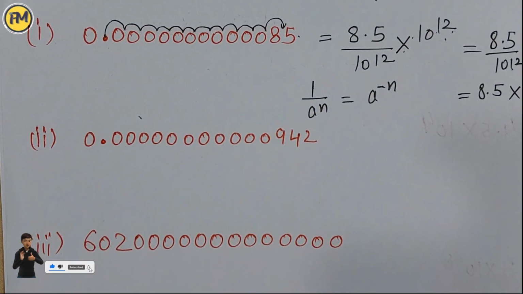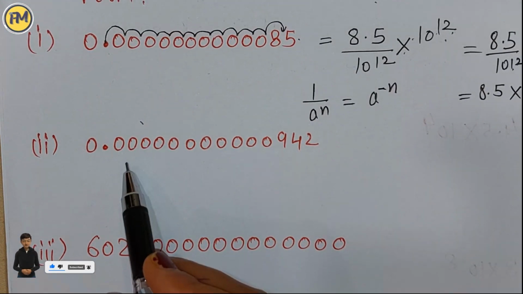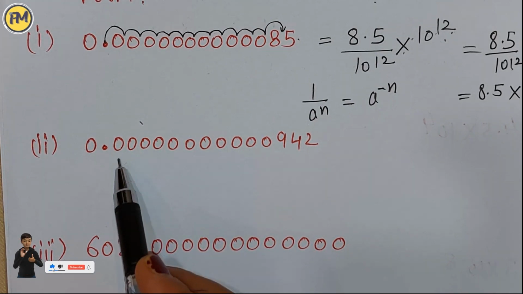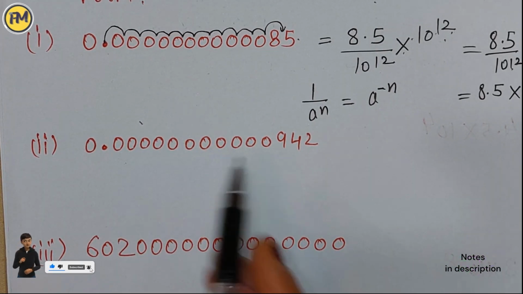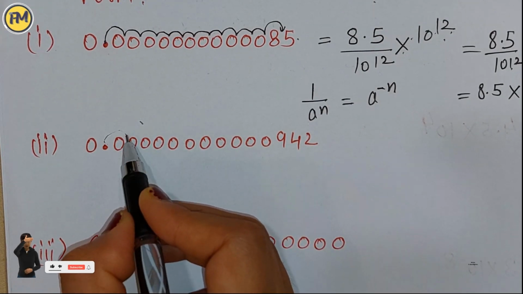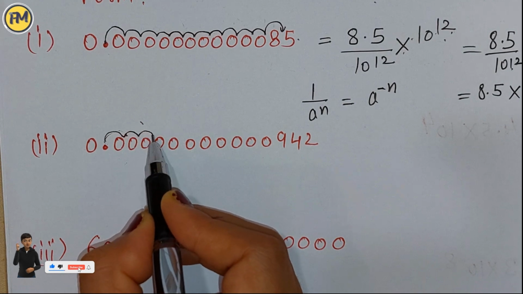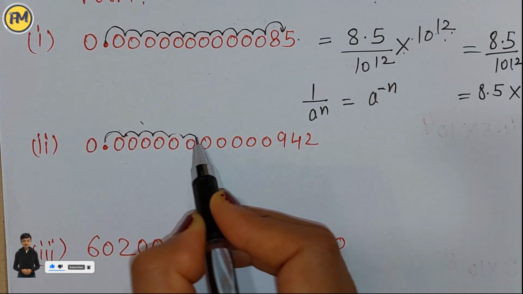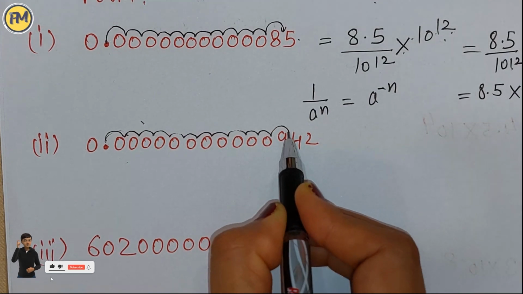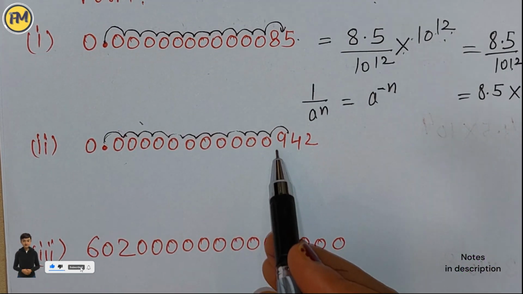Now the next part of this question. Now again you try this question. First, what will you do? You will count the steps. So we will shift this decimal point to the right side. Count the steps: 1, 2, 3, 4, 5, 6, 7, 8, 9, 10, 11, 12. Again we are reaching here in 12 steps.